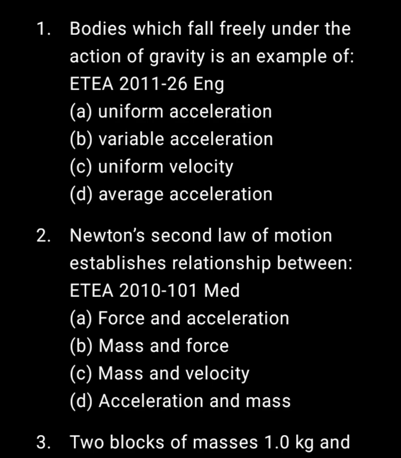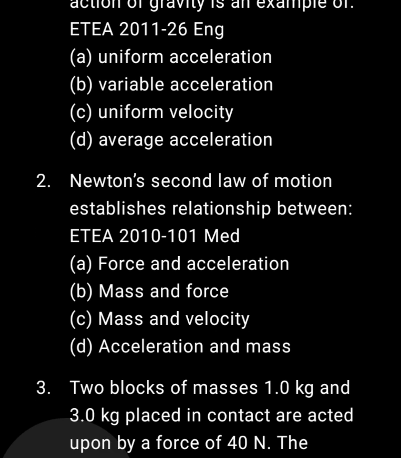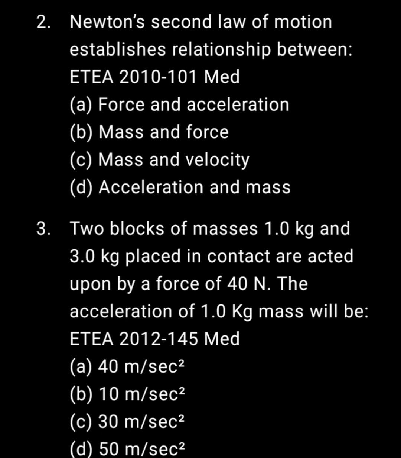1. Bodies which fall freely under the action of gravity is an example of ETA 2011-26 Eng. A. Uniform acceleration. B. Variable acceleration. C. Uniform velocity. D. Average acceleration. 2. Newton's second law of motion establishes relationship between ETA 2010-101 med. A. Force and acceleration. B. Mass and force. C. Mass and velocity.